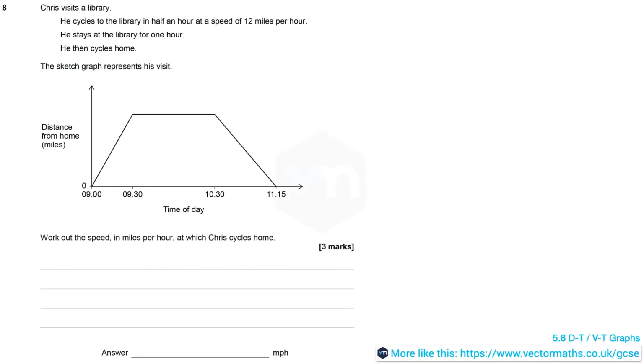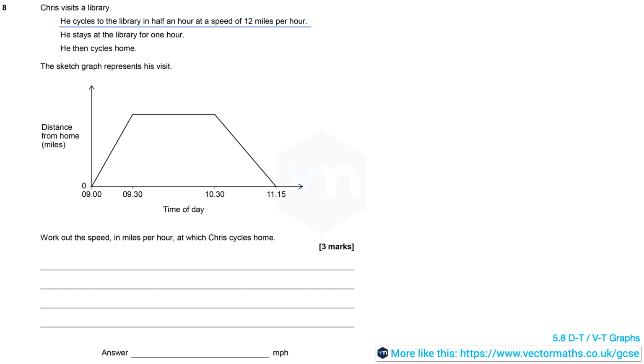In question 8, we're told that Chris visits a library. He cycles to the library in half an hour at a speed of 12 miles per hour. He stays at the library for 1 hour and then he cycles home. And we need to work out the speed in miles per hour at which Chris cycles home.